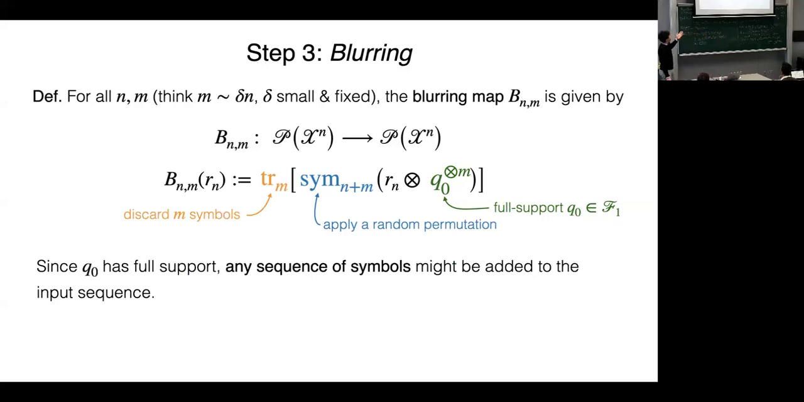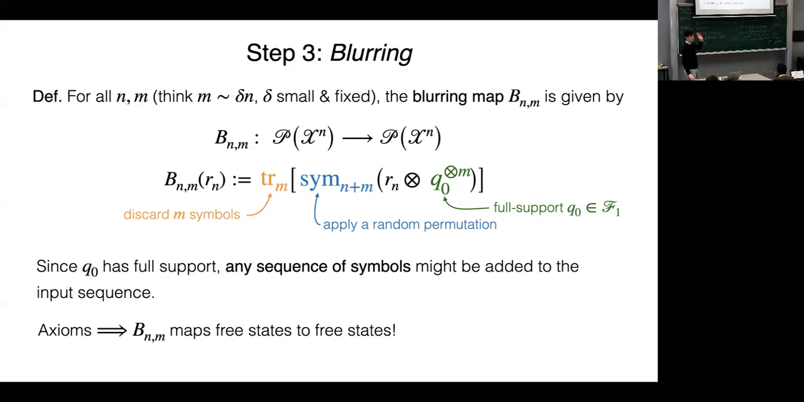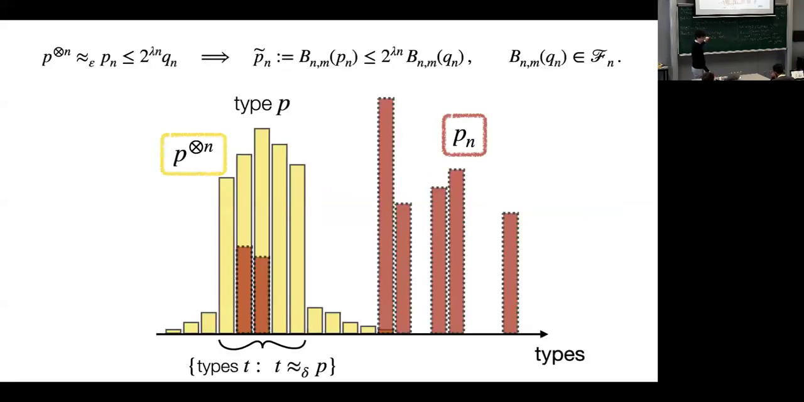Right, and the key thing is that any sequence of symbols might be added into the input sequence because Q naught is full support. And the other thing to observe is that by the axioms, this maps free states to free states because everything's free. Great. Okay, so what does this do?